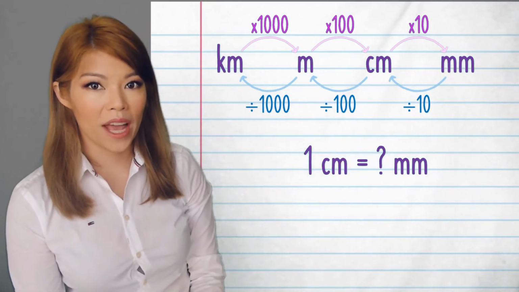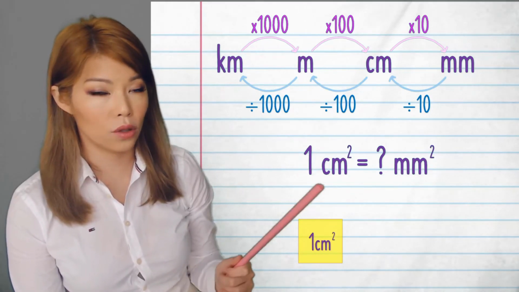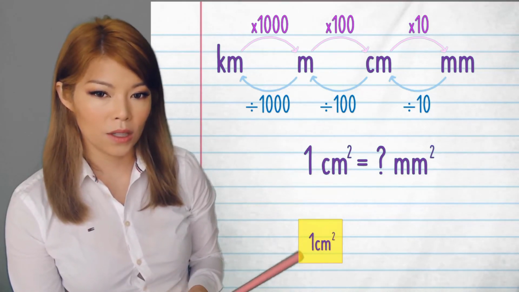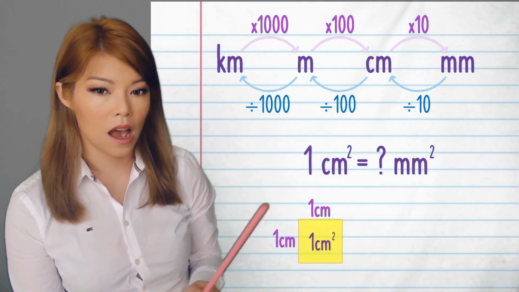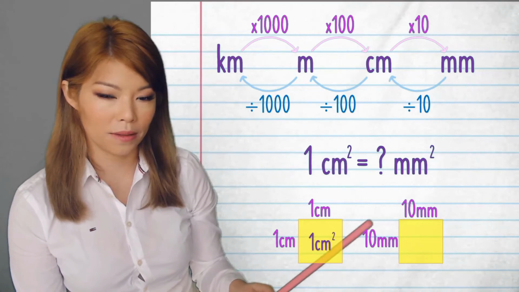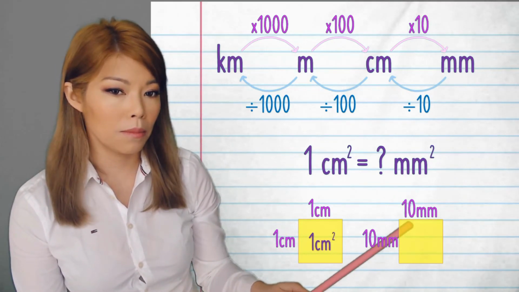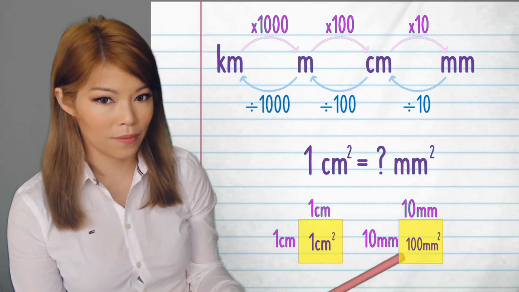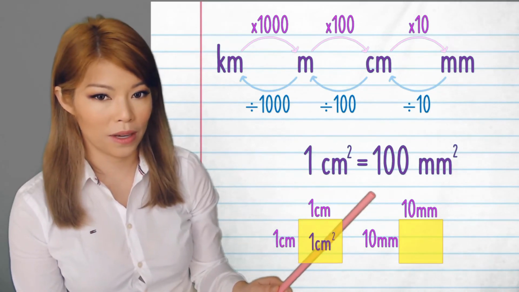What about when we have units of area? For example, 1 centimeter squared is equal to how many millimeters squared? Well, 1 centimeter squared is the same as 1 centimeter times 1 centimeter. And we know what 1 centimeter is in millimeters, which is 10 millimeters. So these two are equivalent. And we know that 10 millimeters times 10 millimeters is going to give us 100 millimeters squared. So 1 centimeter squared is equal to 100 millimeters squared.